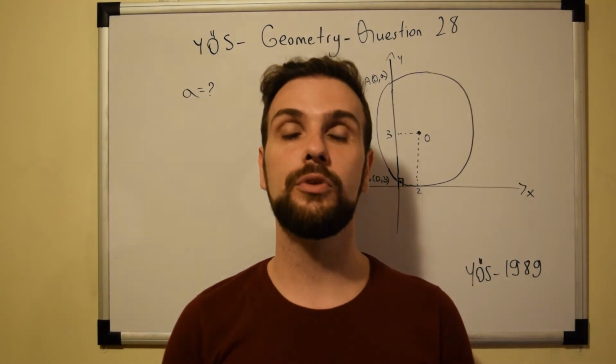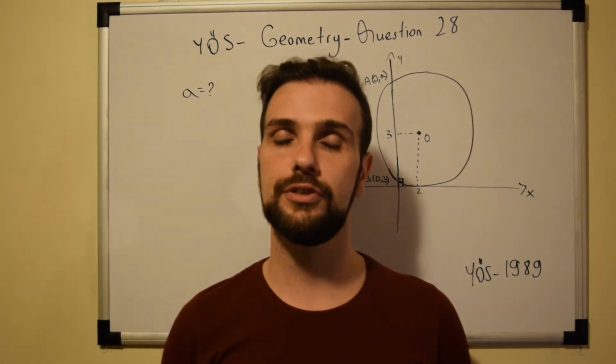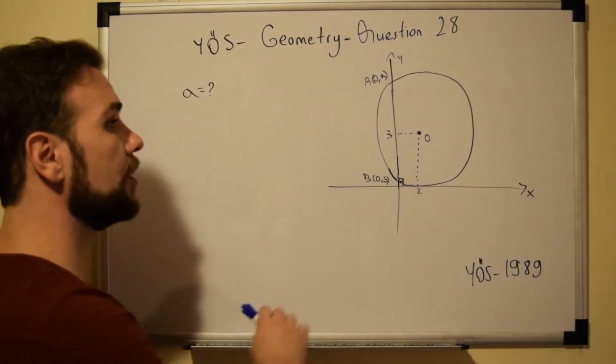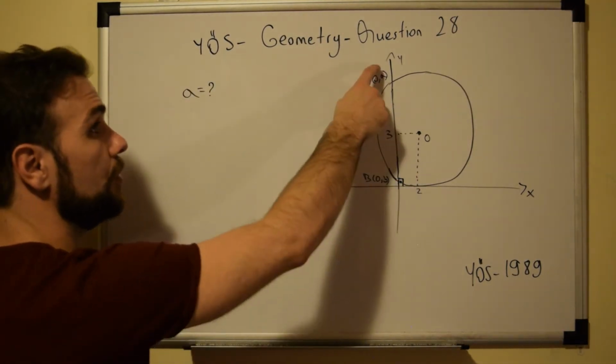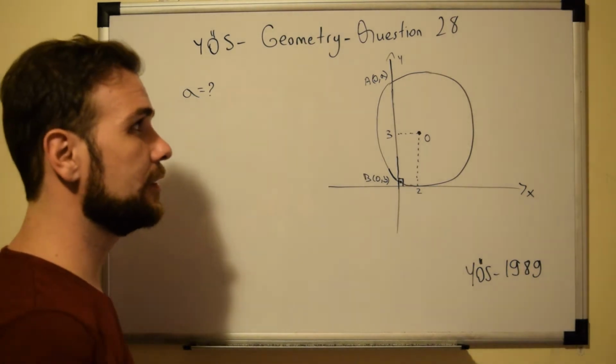Greetings everyone and welcome to question number 28 of YÖS examination geometry section. In this question, as you can see, we are dealing with a coordinate plane and a circle within the coordinate plane. We are asked the value of A. How do we get to the value of A?